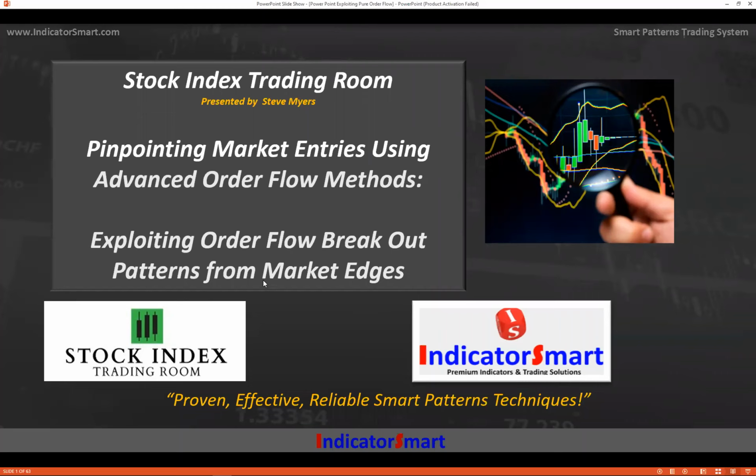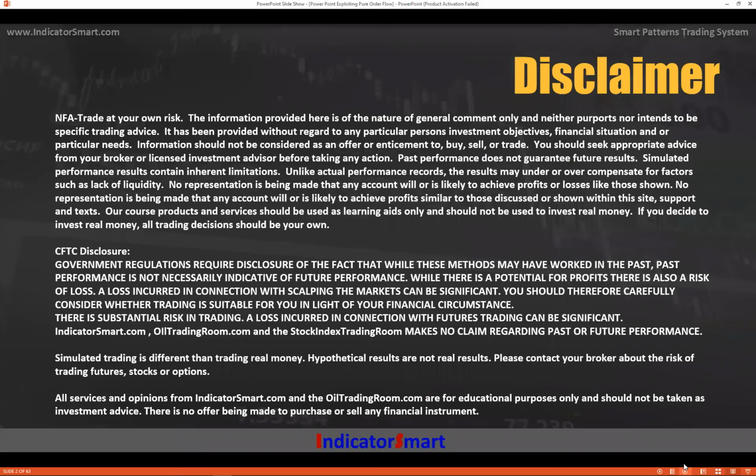So that put us on a quest to look for reversing situations, and we're going to show you one that is a room favorite that we use quite a bit. We're just going to exploit order flow breakouts from the edges and show you how they find an advantage. We're going to show you market entry signals that have a track record.